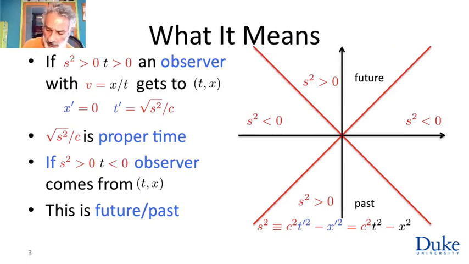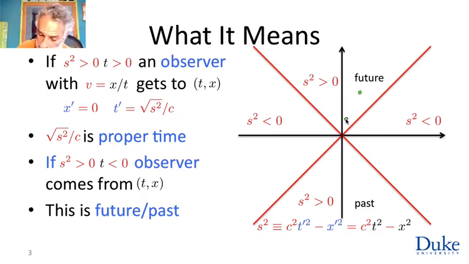Let's look at a region where s squared is positive, remembering that s squared is c squared t squared minus x squared. This means that if I put some event over here at positive t, since ct is bigger than x, now I'm making everything positive so I can take the square roots, that means that x over t is less than the speed of light, c.